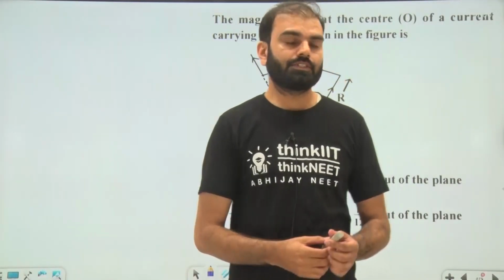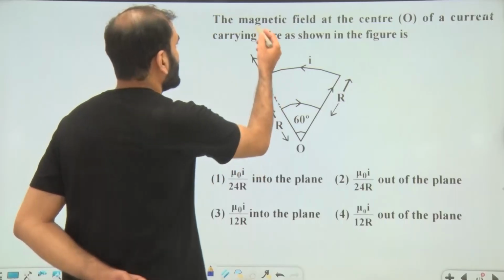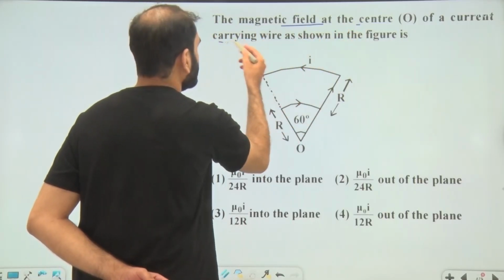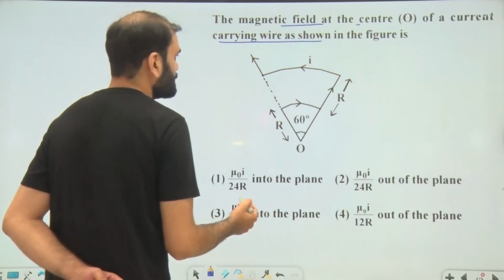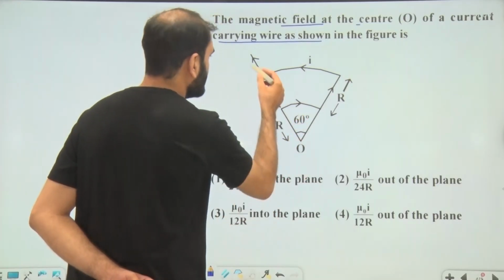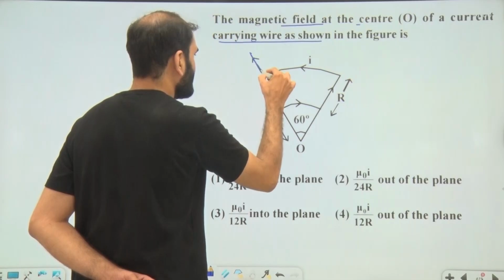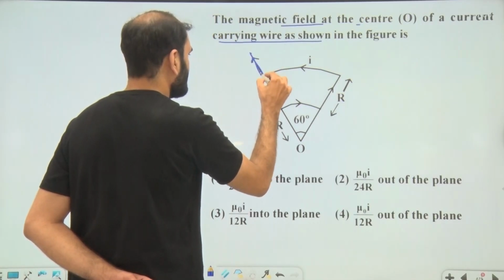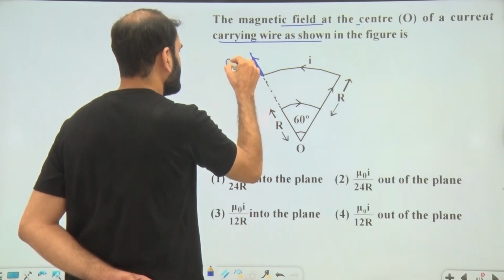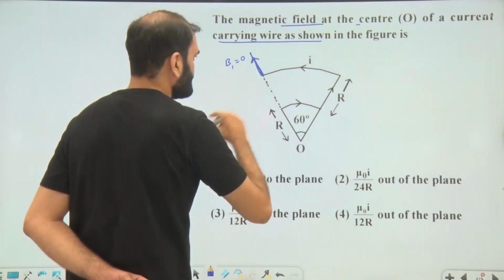Hello student, here is the question: find the magnetic field at the center of a current carrying wire as shown in the figure. You can see here is the wire. This element of the wire is passing through the point where you have to calculate the magnetic field, so its magnetic field will be 0.